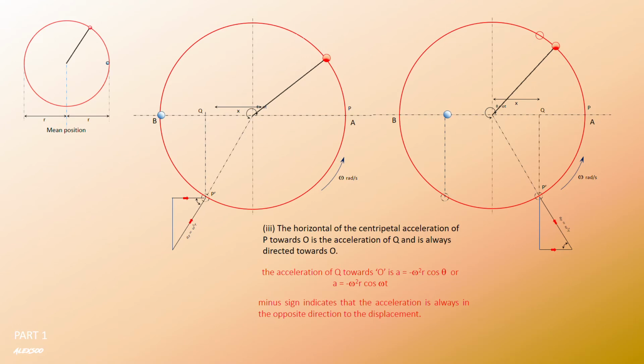And the minus sign also indicates that the acceleration is always in the opposite direction to the displacement. Displacement is measured away from the mean position. Acceleration is always towards the mean position. Okay?